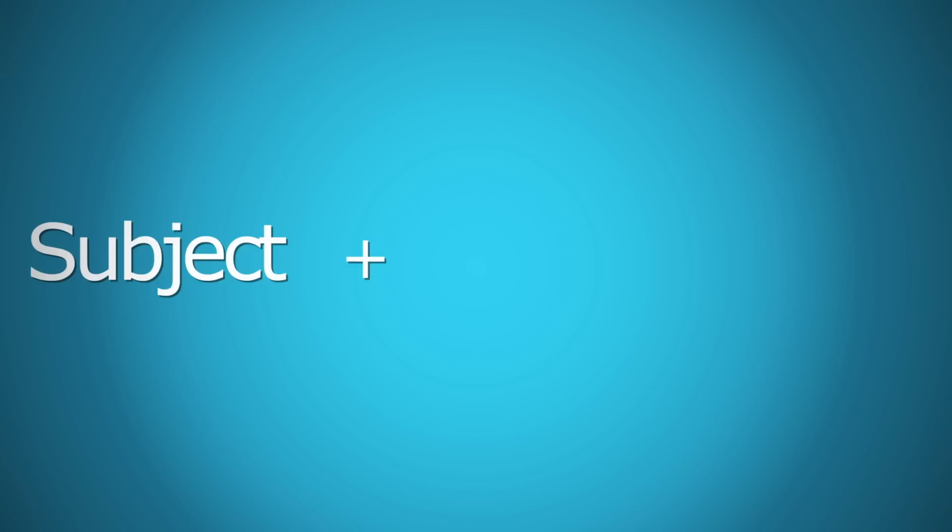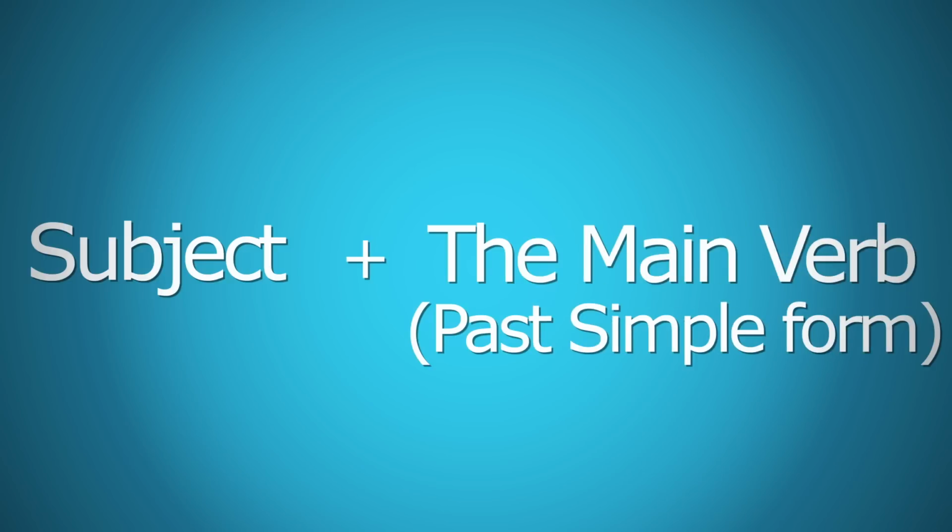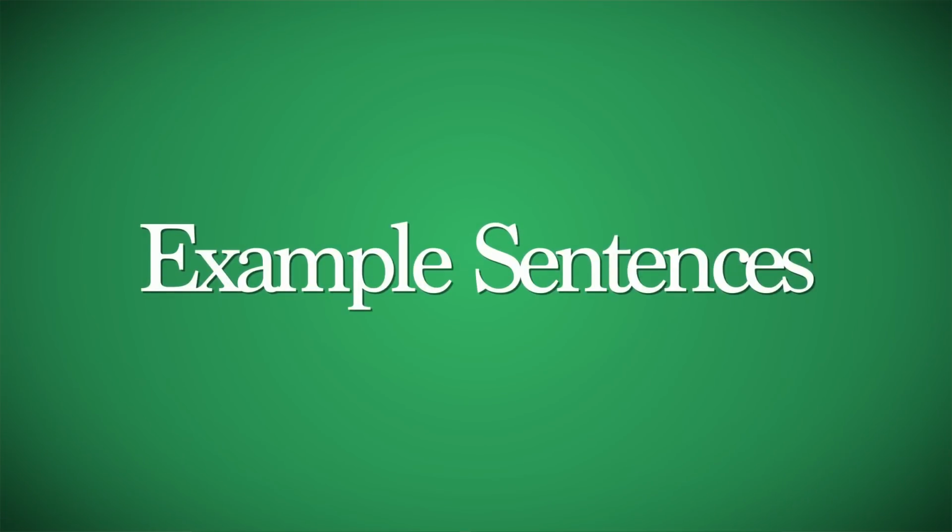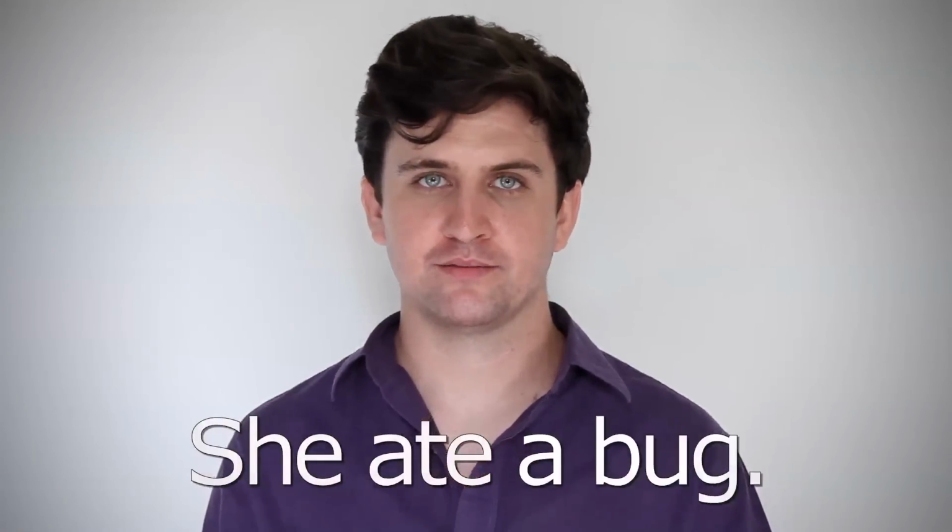Now let's take a look at the form of the past simple tense. We form the past simple tense with a subject plus the past simple form of the verb. And that's it. Now it's time for some example sentences. First, let's look at an example sentence of a completed action in the past. She ate a bug.